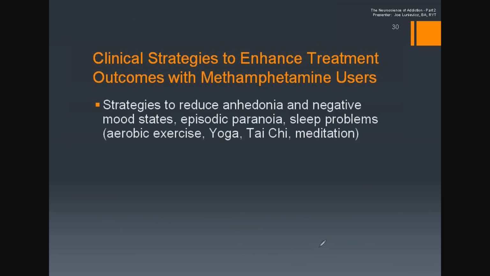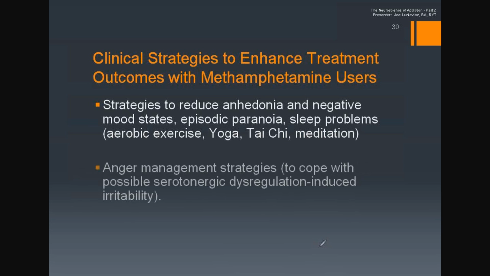Other ones, strategies to reduce anhedonia, which is the inability to feel pleasure, right? Specifically related to the problems with the reward pathway, and negative mood states, episodic paranoia, sleep problems. So how do you deal with that? Here's four tools which have different types of evidence base, right? Aerobic exercise to promote the natural neurotransmitters, which will lift mood. Yoga, for example, has some evidence base to this. Tai Chi, meditation. So you can see how these are being specifically tailored to these symptoms.